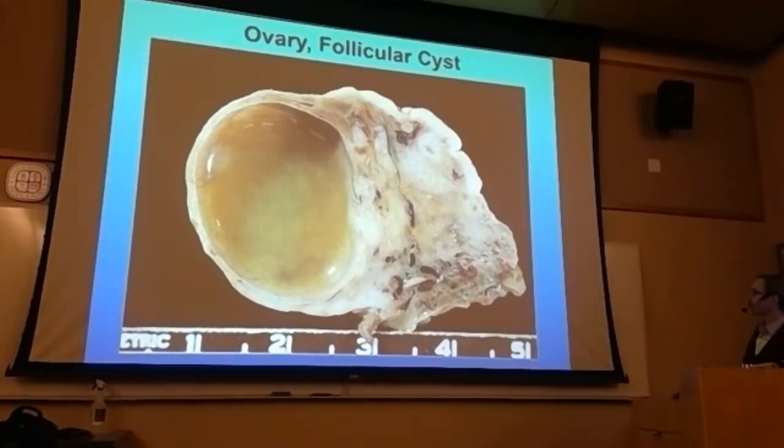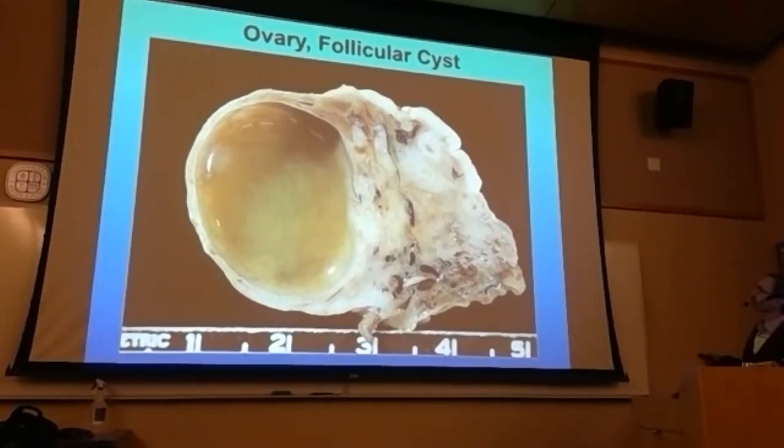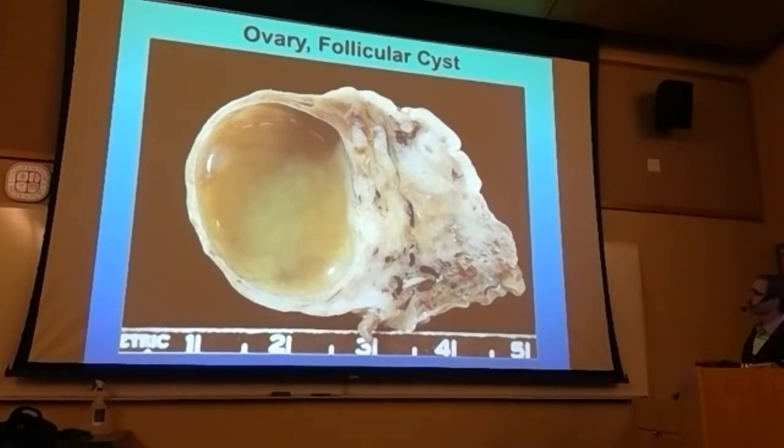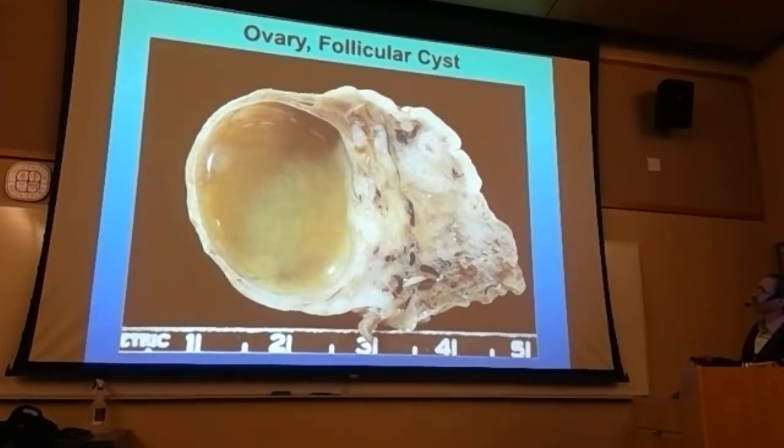This is a section through the ovary. You can see the cortical region of the ovary here. You can see the medullary portion of the ovary here. The ovary is very vascular in the medulla. Okay. Over here in the cortical region, you can see this very smooth-walled cyst. This is an example of a follicular cyst.